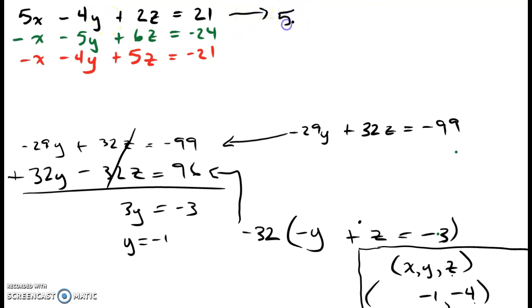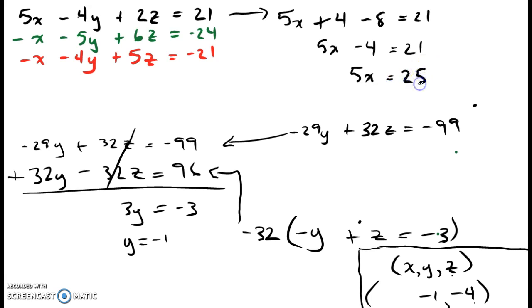So 5x, 4 times negative 1 is positive 4. And 2 times negative 4, which is our z, is negative 8, is equal to 21. Now combine like terms, minus 4 is equal to 21. We add 4 to both sides, and we get 25. We find out that x is 5. And finally, we found our solution.